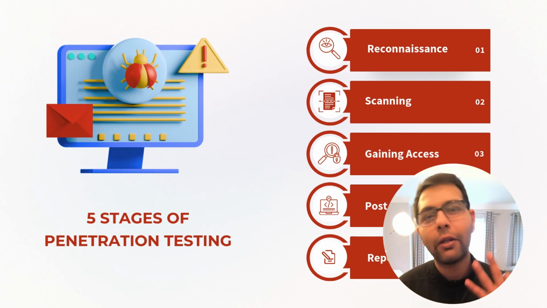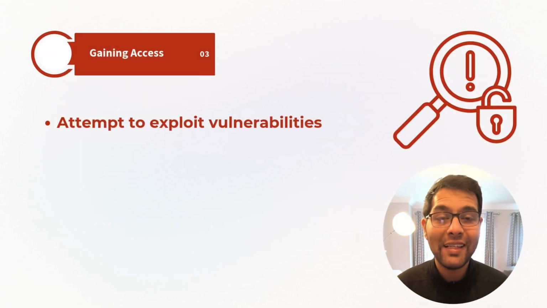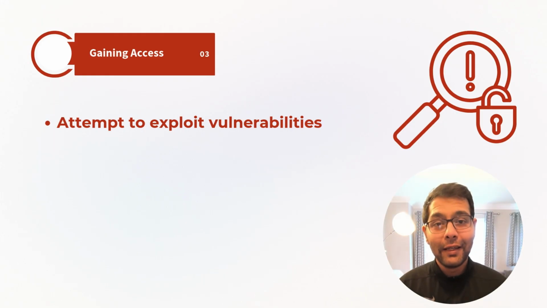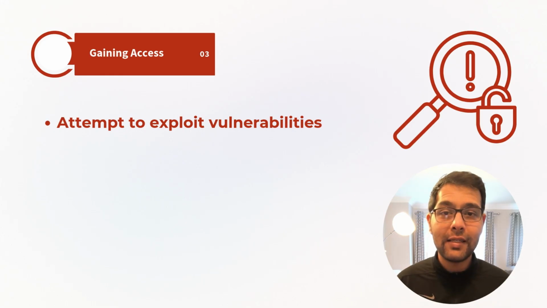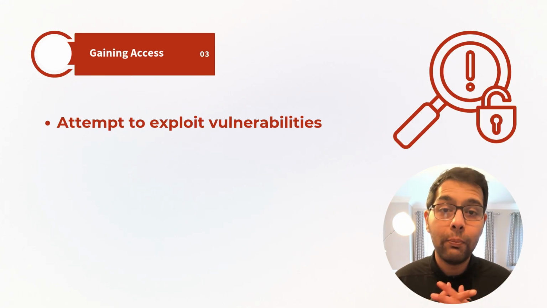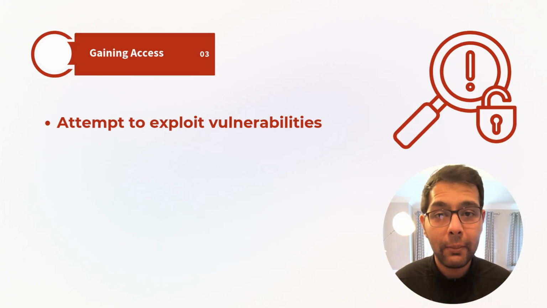That's technically 6, but 3. Stage 3 is gaining access, getting that initial foothold, or exploitation. Now comes the most exciting and dangerous part. In this stage, ethical hackers attempt to exploit the vulnerabilities they discovered in the previous phase. The goal is to break into the system and prove that an attacker could potentially cause some damage.